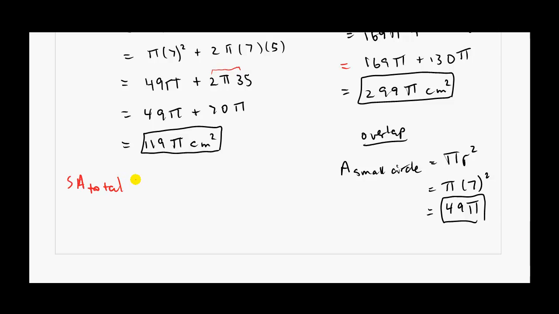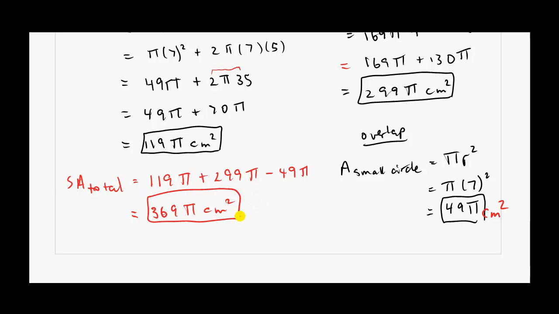Total surface area, we add 119 pi plus 299 pi, subtract 49 pi, and I almost forgot square centimeters beside 49 pi, and we overlap, for a total of 369 pi square centimeters. This answers part A.